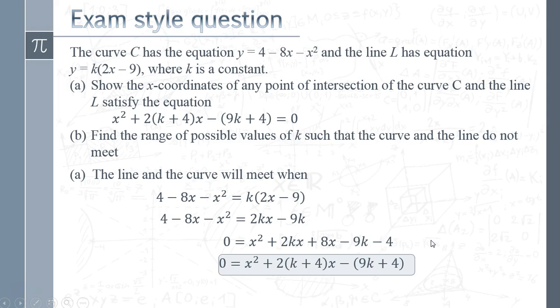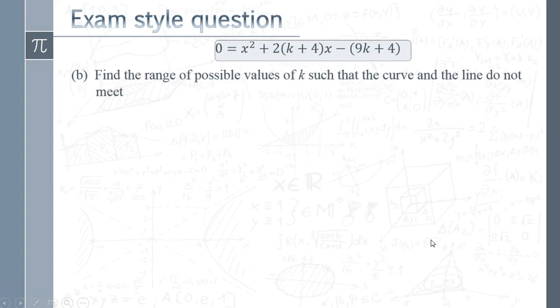That's part A sorted. So now let's move on to the discriminant part, and that's going to be appearing in part B. It says we want a range of possible values such that the line and the curve do not meet. And again, that phrase that pays: they do not meet. So straight away that tells us if they're not meeting, we've got b squared minus 4ac less than 0.